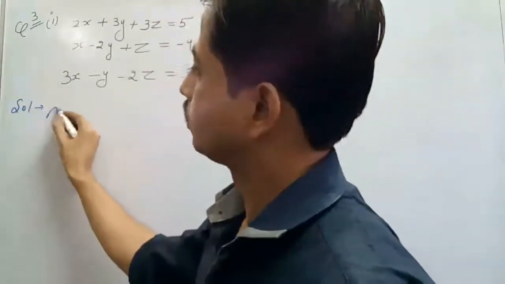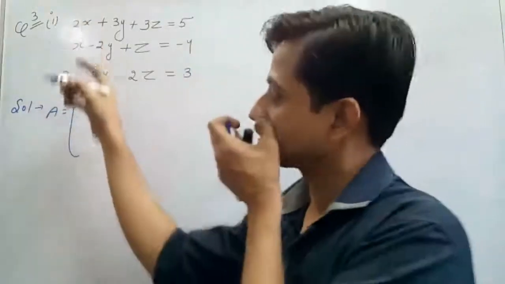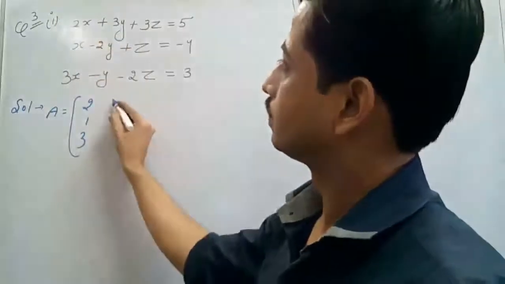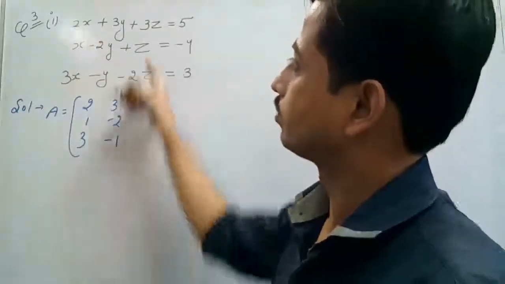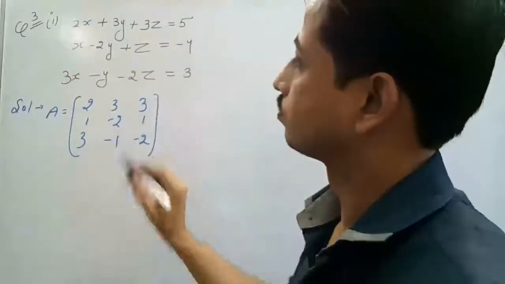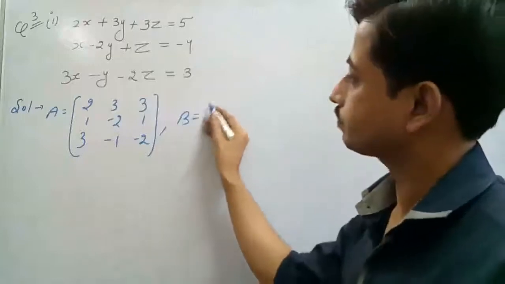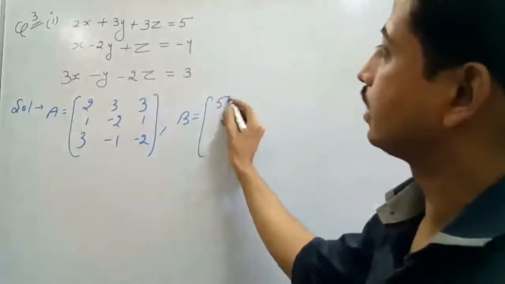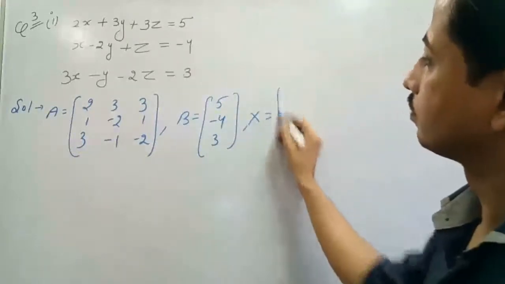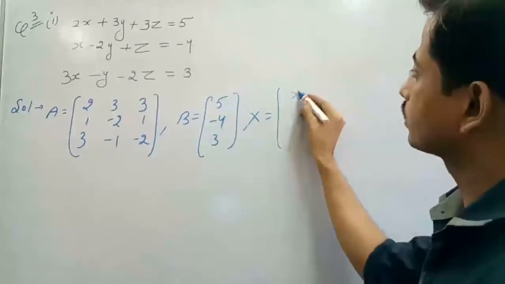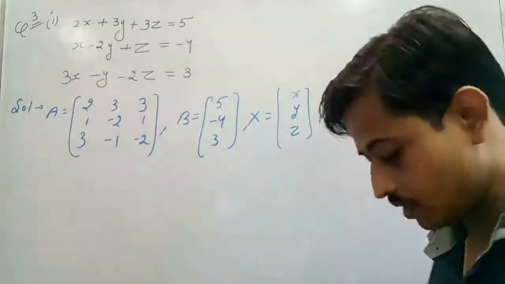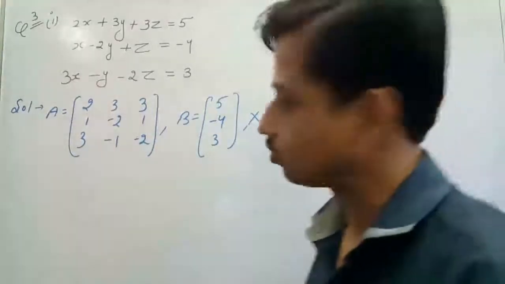Your first step is what? We have to write the coefficient matrix. What is the coefficient matrix here? 2, 1, 3. 3, minus 2, minus 1. 3, 1, minus 2. What is B? B is your constant element. 5, minus 4, 3. And what is X? This is the variable matrix. In this the variables are 3: X, Y and Z.